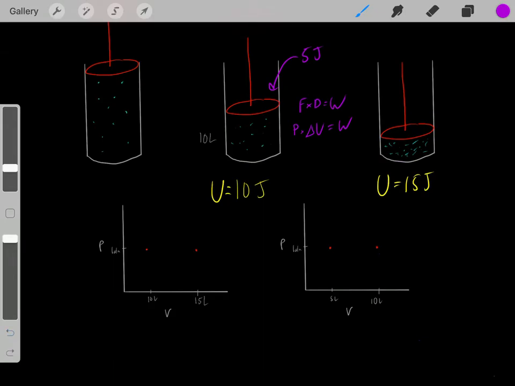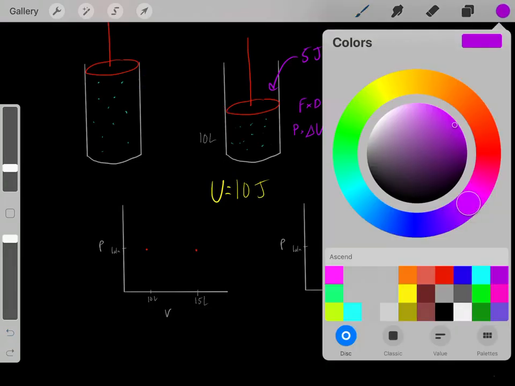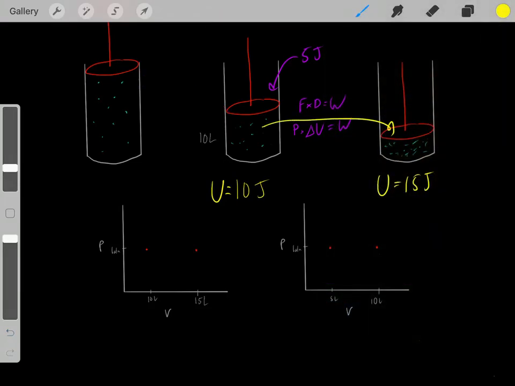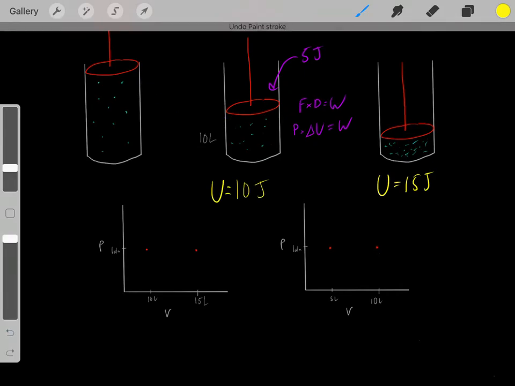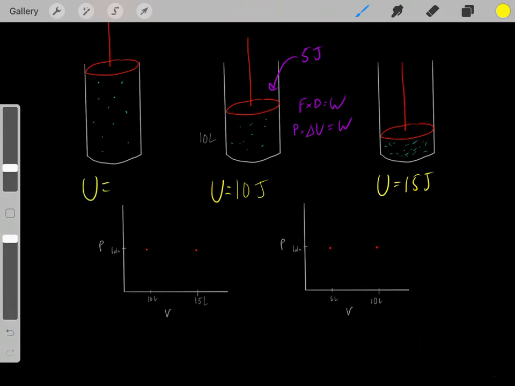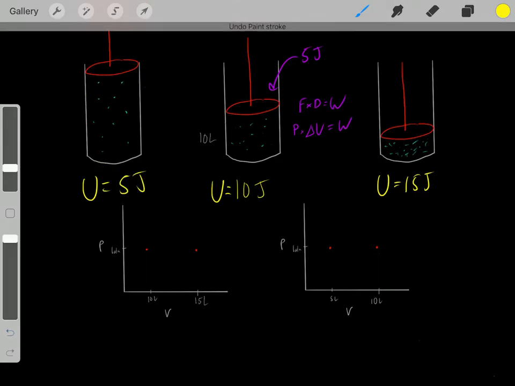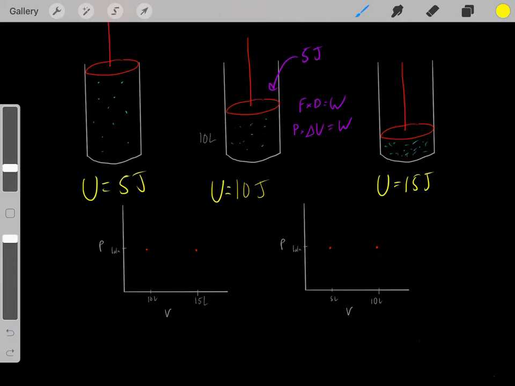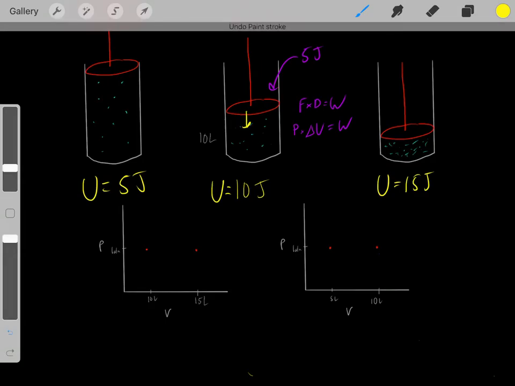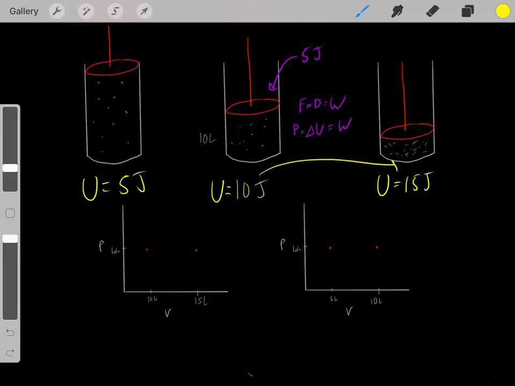However, what if we went in the opposite direction? What if we decompressed a gas? Well, remember, when we compress a gas, the gas raises its internal energy. So when we decompress a gas, it loses some internal energy. So now its internal energy would maybe be 5 joules, and it lost internal energy. Because before, in this situation, we were applying a force over a distance on the gas, we were doing work on the gas, so it gained energy.